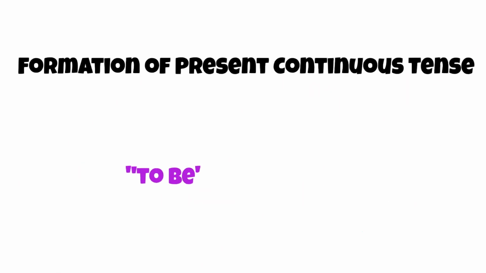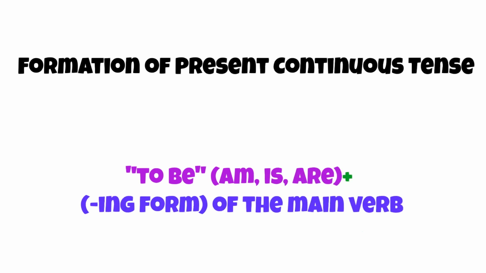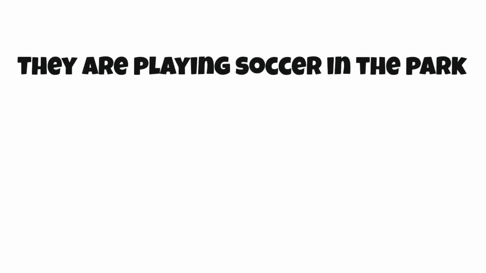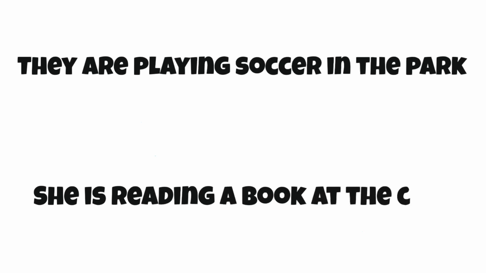To form the present continuous tense, we use the appropriate form of "to be" (am, is, are), followed by the present participle (-ing form) of the main verb. This tense highlights actions that are currently in progress. For instance, "They are playing soccer in the park," or "She is reading a book at the cafe."